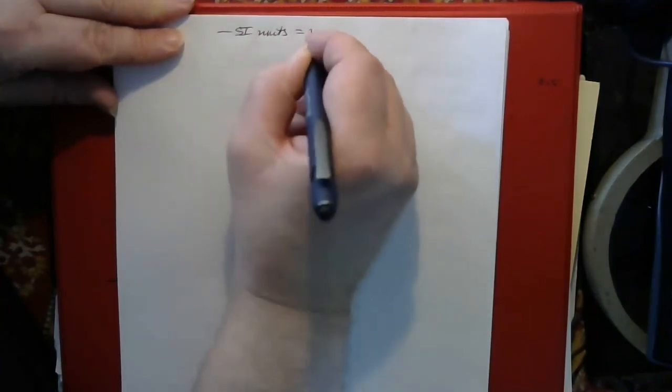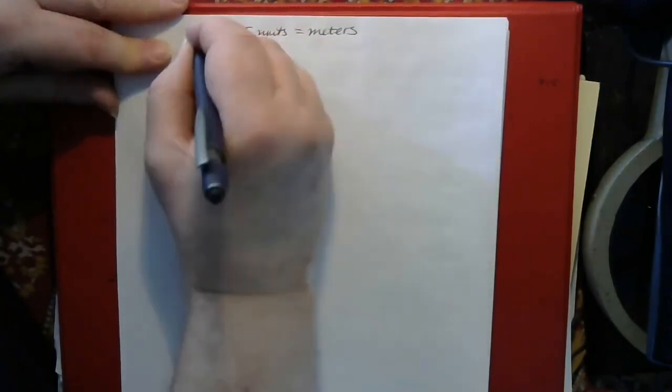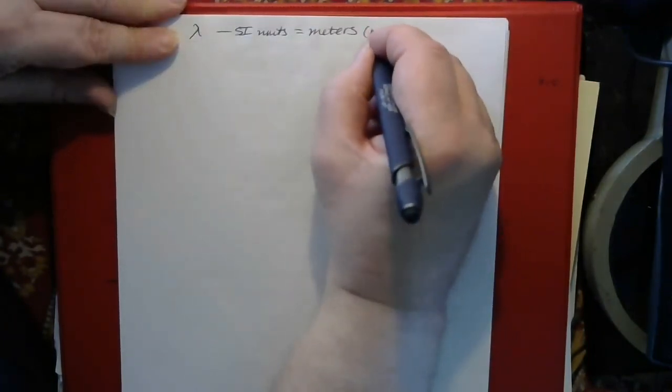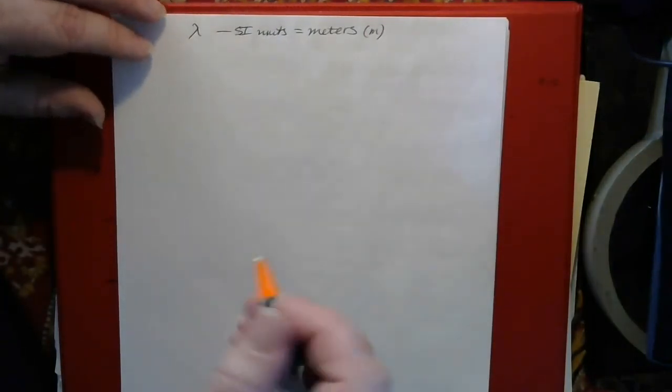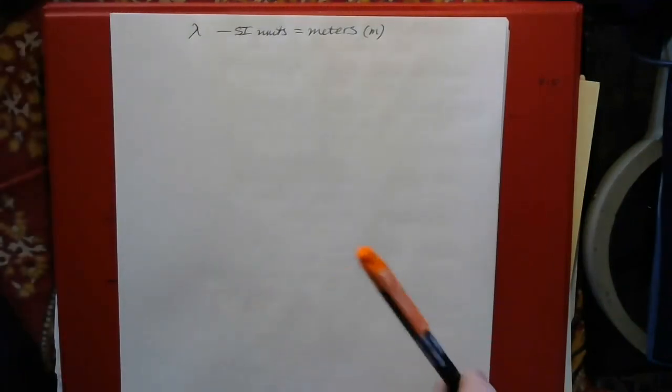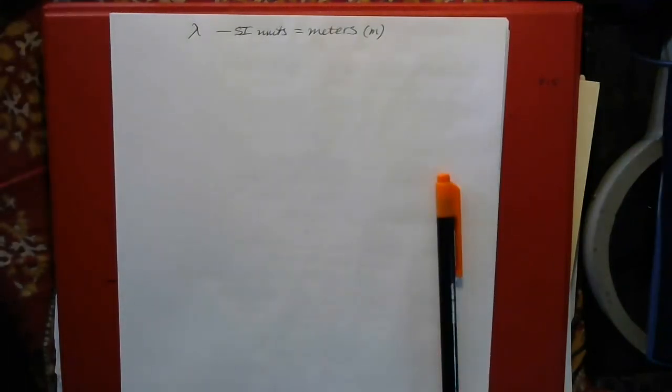The SI units for wavelength would be meters. And we don't always actually use meters for measuring wavelength because of the vastly different sizes of waves. So sometimes we might use meters, sometimes we might use smaller units like nanometers or something like that, because we generally want to have a relatively convenient number to deal with.